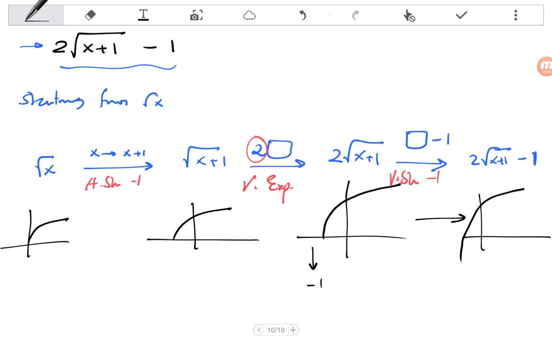Now these are 4 transformations. We have studied 4 transformations now: 2 shifts and 2 scaling transformations. So these are the 4 basic transformations. Now we will study reflections.